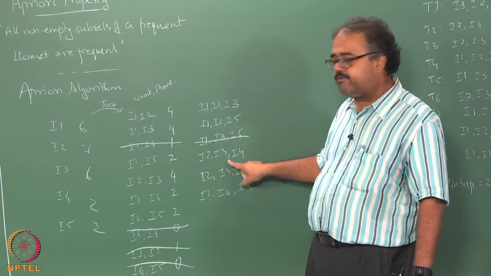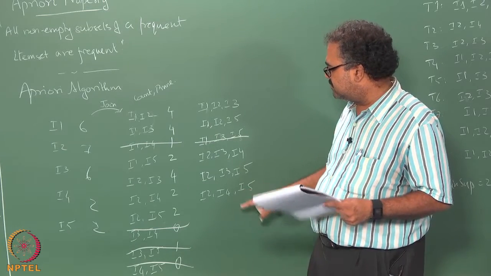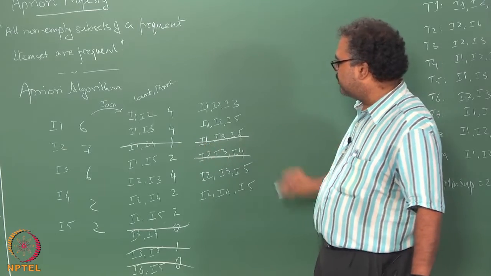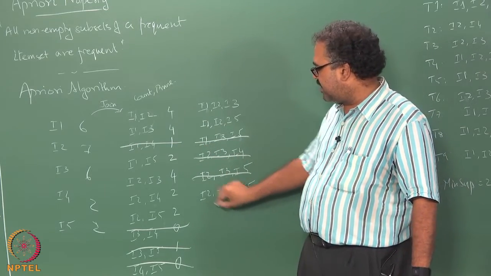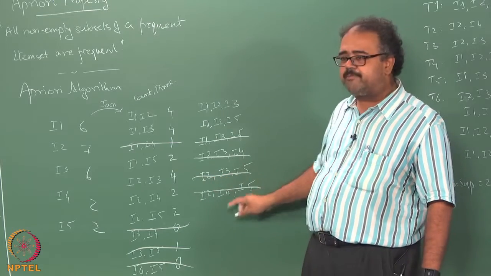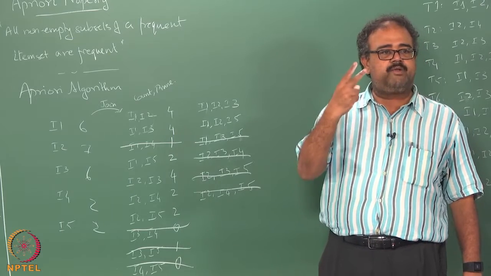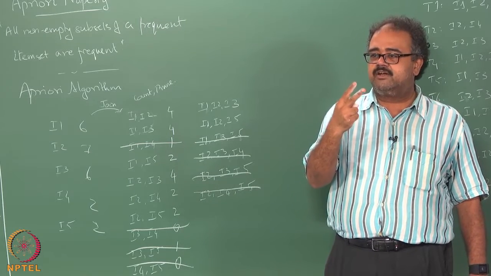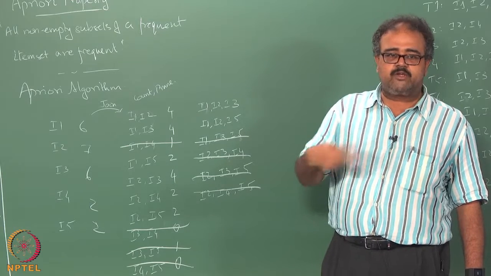What about I2, I3, I4? Can I prune? I3, I4 is gone, right. So I can prune that. What about this? Again I3, I5 is gone, I can prune. What about this? I4, I5 is gone, I can prune. So all of this I prune even before I count, right. So now I only have 2 item sets of size 3 that I have to actually go and do the counting for.